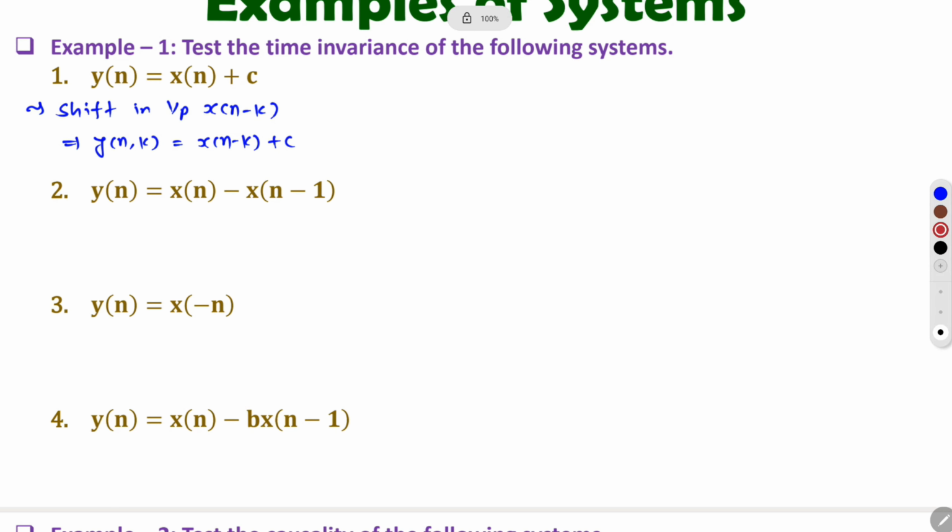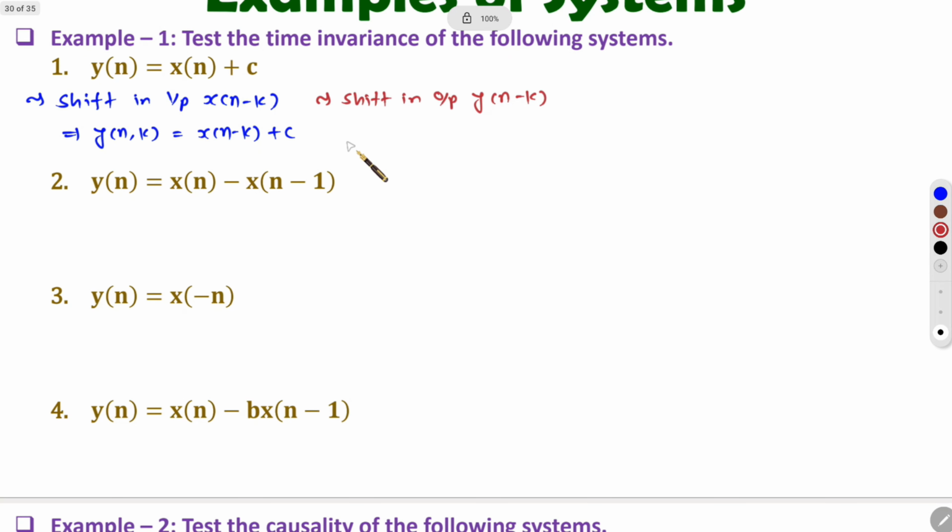In the second situation, what we need to do? We need to provide a shift in output. So now the output will be y of n minus k. See, a shift in output means what? Shift in output means instead of n, we need to substitute n minus k. So here you will get y of n minus k. Instead of n, now I'll substitute n minus k. And if you observe, case A and case B are both the same. What it means? It means the given system is a time invariant system.